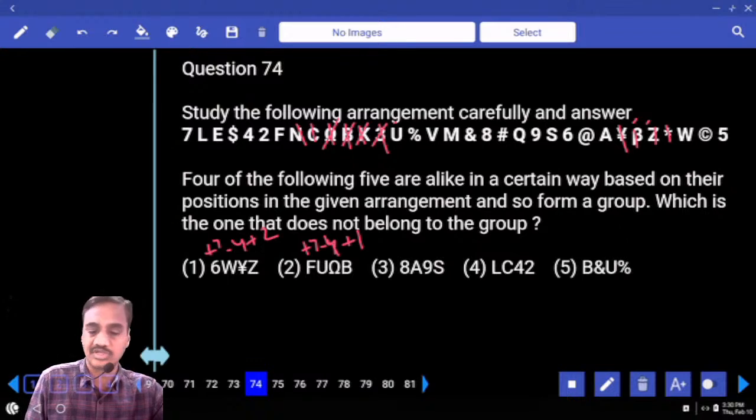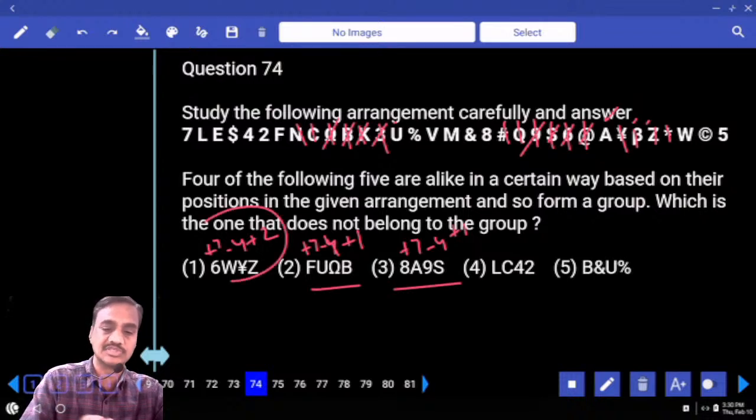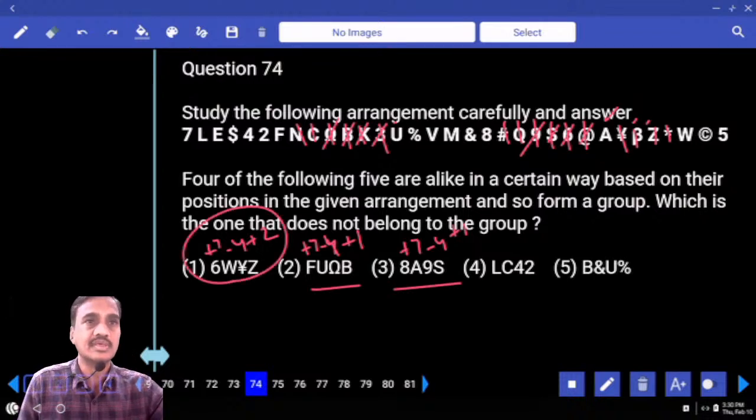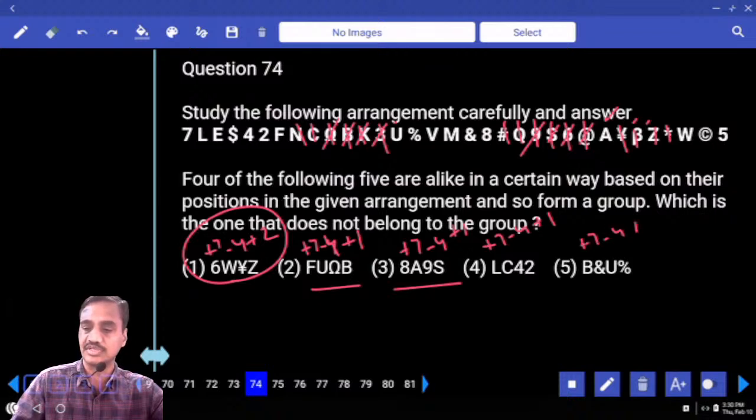Now we need to check the third one, H and A. Between H and A, 1, 2, 3, 4, 5, 6, 7, plus 7. And A and 9, 1, 2, 3, 4, minus 4. 9 and S, plus 1. Here it is 7, 4, 1, but in the first one it is 7, 4, 2, so the first one is the odd one. In the remaining two also, you will definitely have 7, 4 and 1. No need to check this pattern once again.